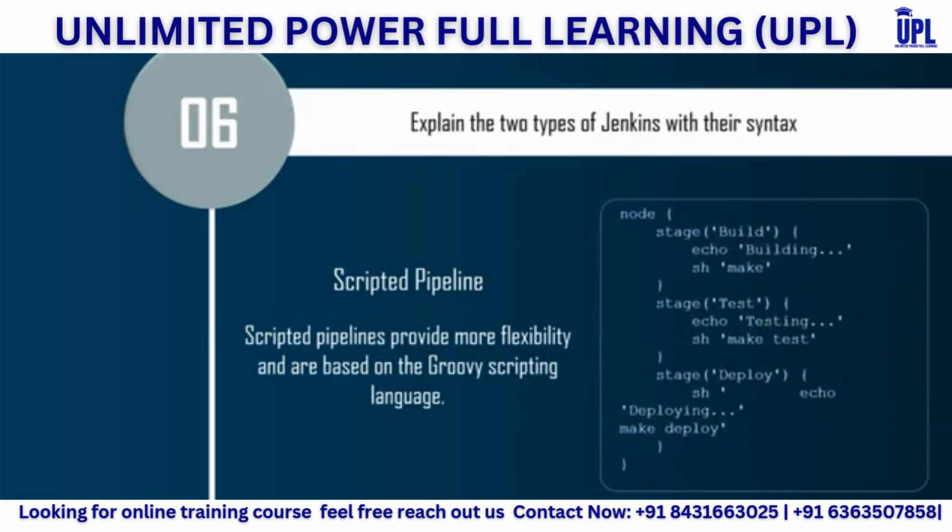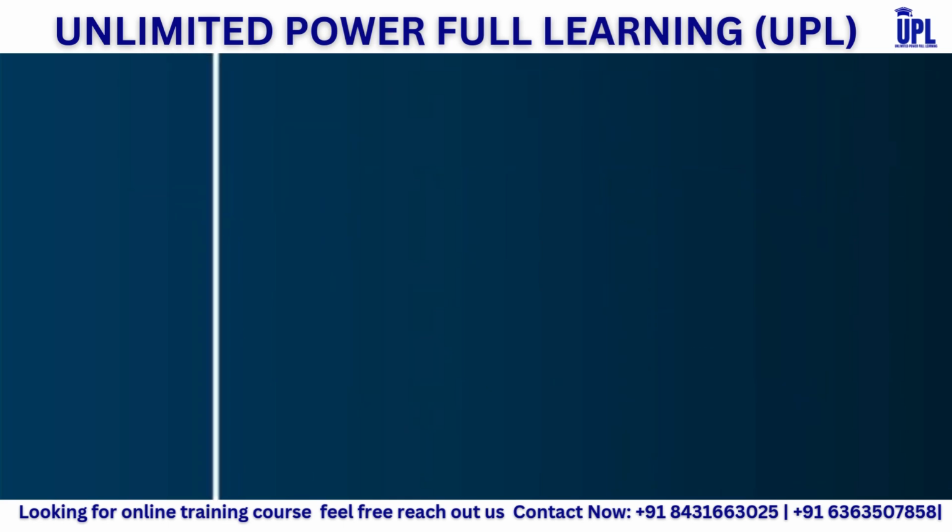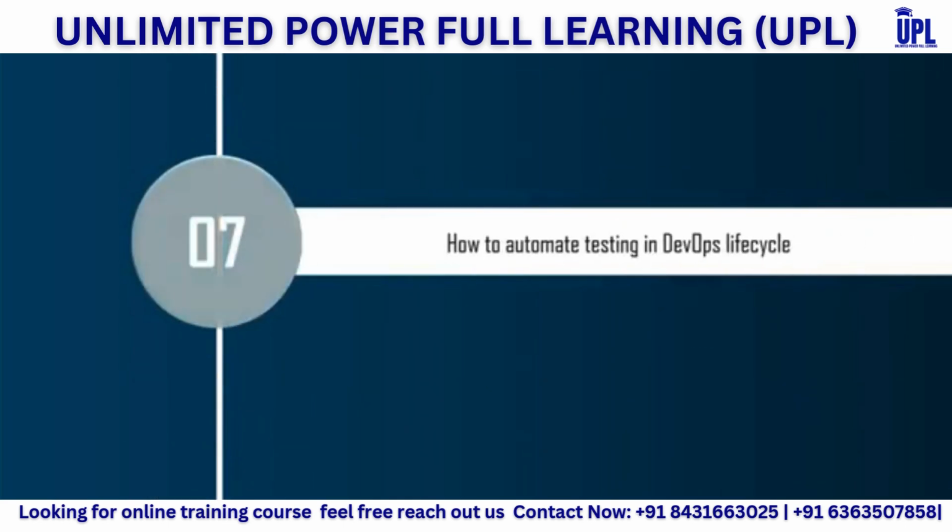So in this example, a scripted pipeline is defined using a node block. So inside the node block, stages are defined with explicit steps. Scripted pipelines provide more fine-grained control over the build process and can include conditional logic and custom functions within the Groovy. And the next question is, how to automate testing in DevOps lifecycle?